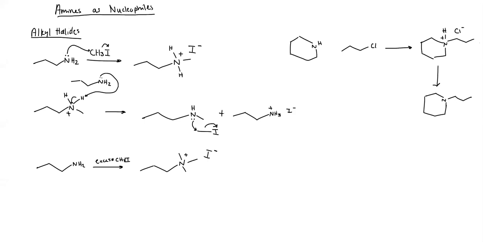So this is one way that amines can act as nucleophiles, right? So we can use alkyl halides. The other thing that we can use is ketones and aldehydes. If we use ketones and aldehydes with these amines, then there's three different things we can make.